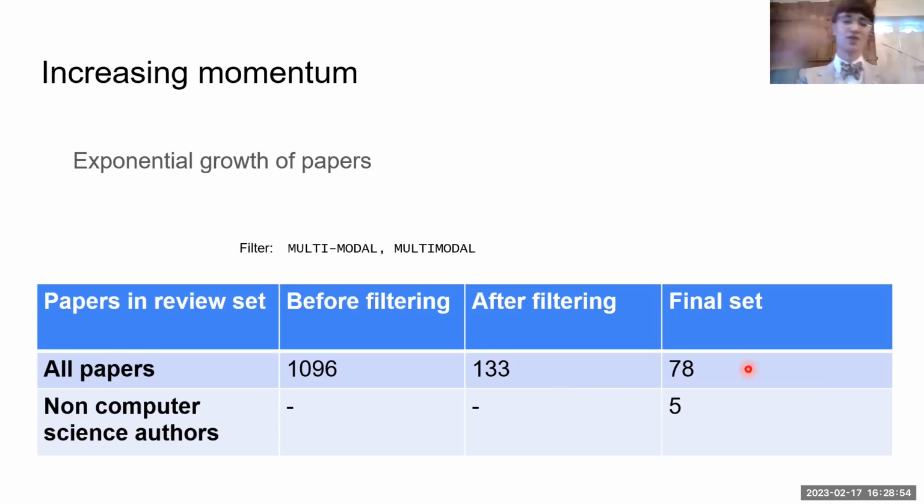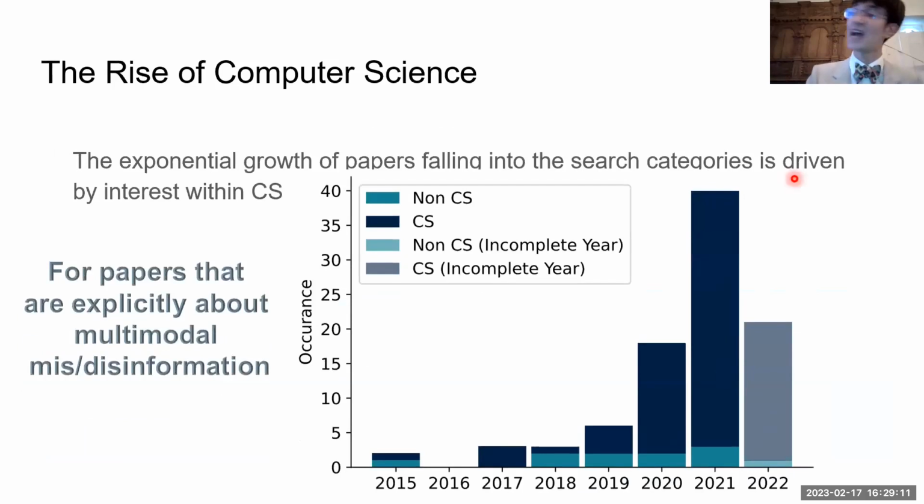And of course, when you factor all those out, we got down to 78 papers that were exclusively about multimodal disinformation, misinformation, and their variants thereof. At which point we were able to note that 5 of these papers had non-computer science authors. And this shows that the exponential growth that you're seeing is actually down to computer science and the interest that they're bringing to the field.